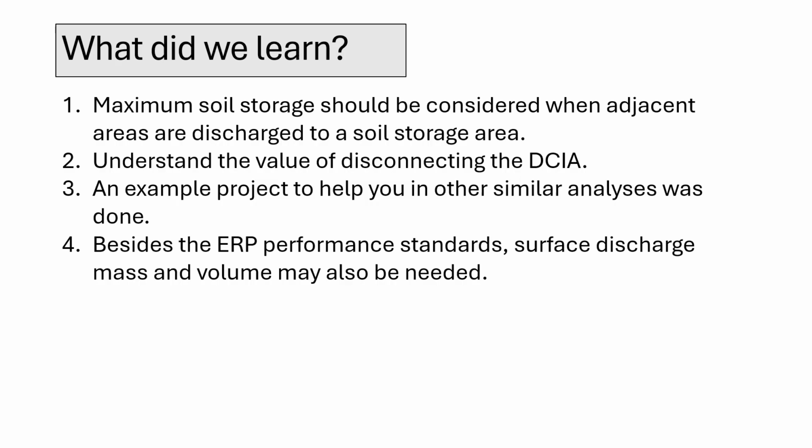Disconnecting DCIA by routing overland flow from impervious areas across pervious areas is an effective way to reduce both runoff volumes and pollutant loadings. We also looked at how to determine the appropriate amount of pervious area needed to achieve that disconnection. As a general rule for Type A soils, about 10 feet of overland flow across a pervious area is sufficient to disconnect DCIA.